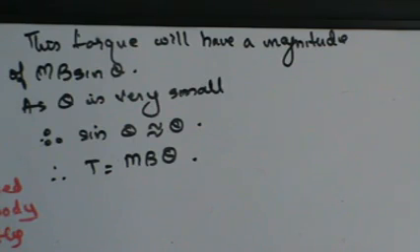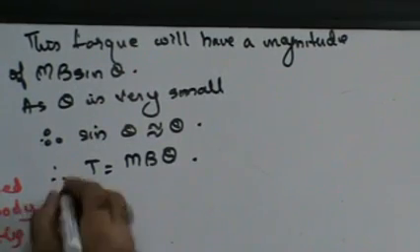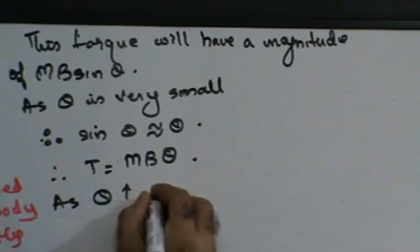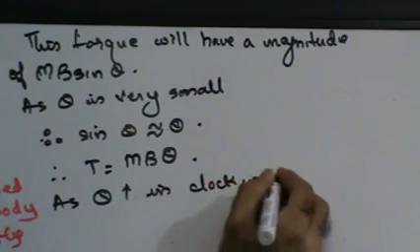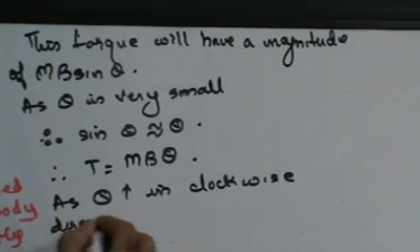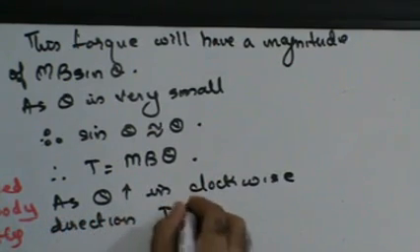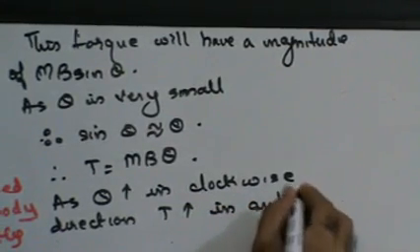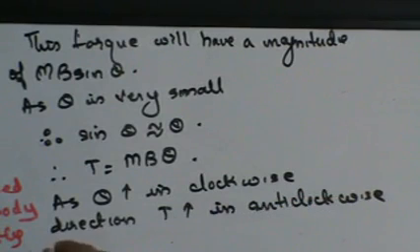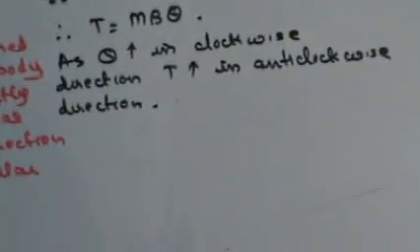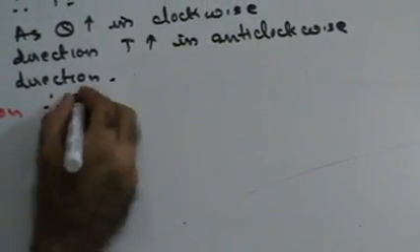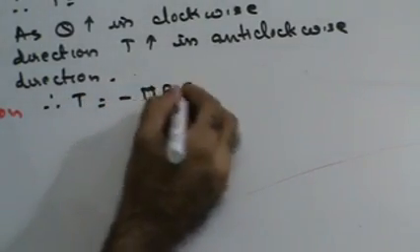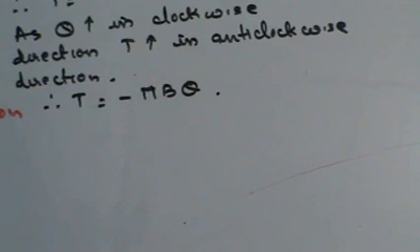Right? Do we get this clear? As theta increases in clockwise direction, torque will increase in anti-clockwise direction. Right? Now, since they are increasing in opposite directions, T is equal to minus mb theta. Since torque and theta are in opposite direction, I am going to put a negative sign there.